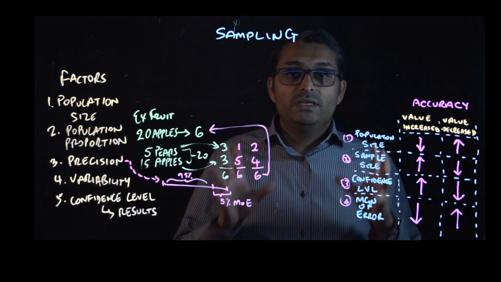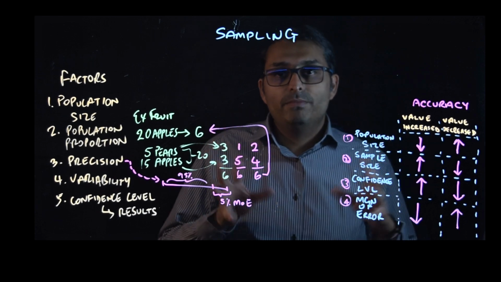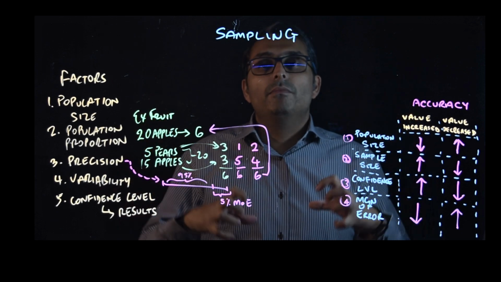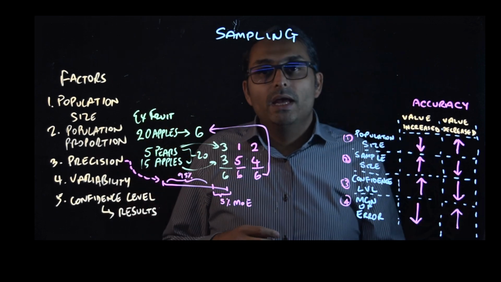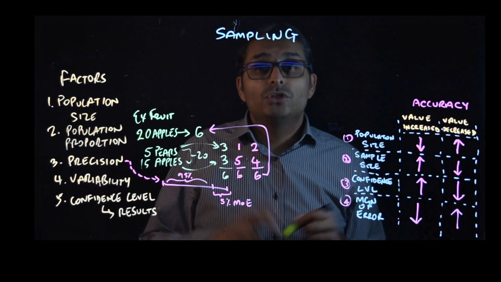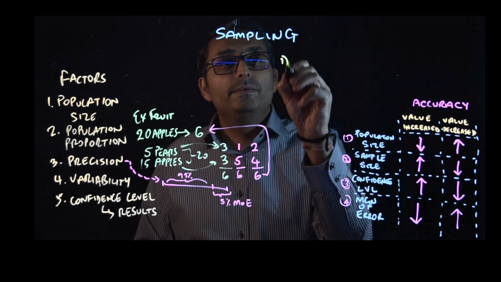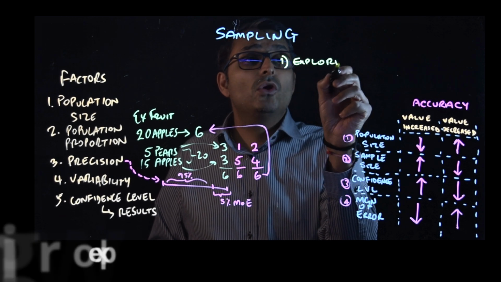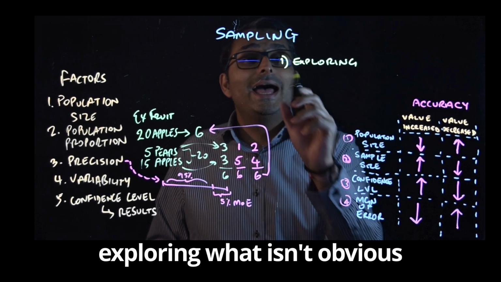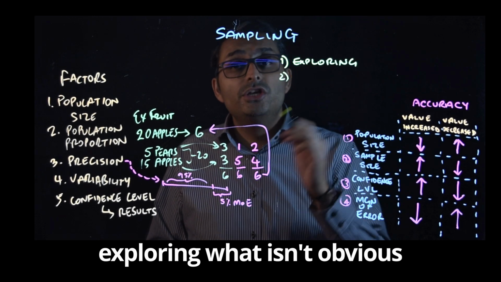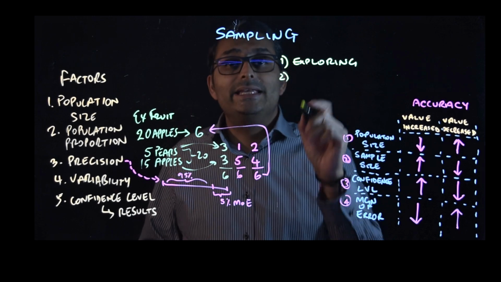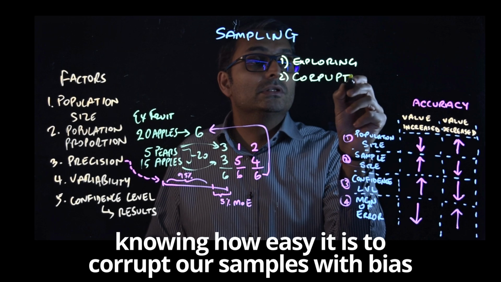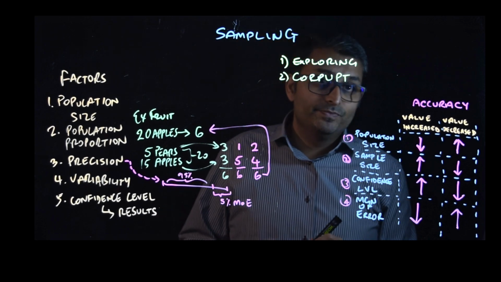Now, using this mental model is not about questioning the validity or accuracy of a sample all the time, but it is about two things. Number one, exploring what isn't obvious. And number two, knowing how easy it is to corrupt our samples with bias.